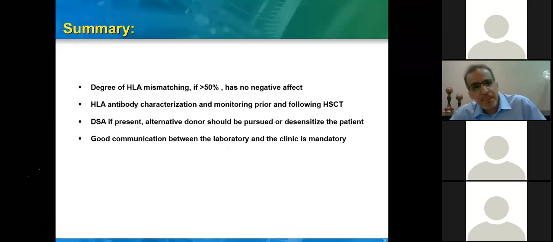So just to summarize, the degree of HLA mismatch has a negative effect, and HLA antibody characterization and monitoring before and after transplantation is very essential. If DSA is present, an alternative donor should be pursued whenever possible. If you have no choice, then you have to desensitize to overcome the DSA challenge. But very important is the communication between the laboratory and the clinic. Whenever we have a scenario in our institution, we are in close contact with the attending physician to make sure that he has a clear plan with full information from our side.